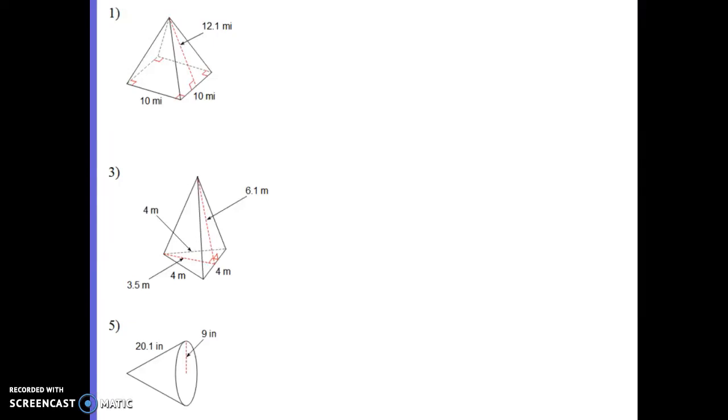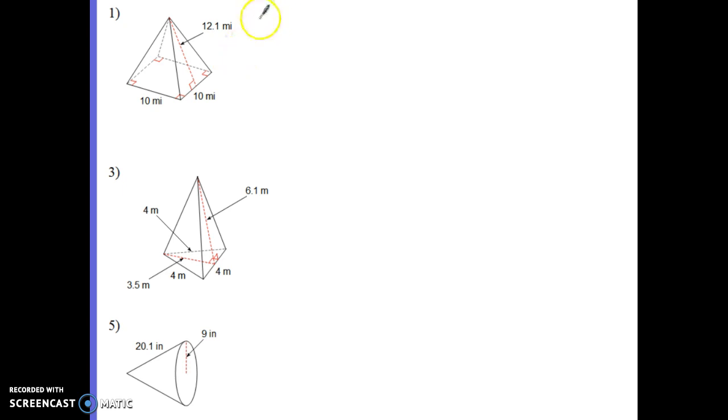So just for a little recap of what we learned about our surface area for our pyramids and cones. I'm going to do a couple of these problems with you. If we look at number one, it's similar to what we were doing yesterday. Here we notice our base, we only have one. That's how we know it's a pyramid.